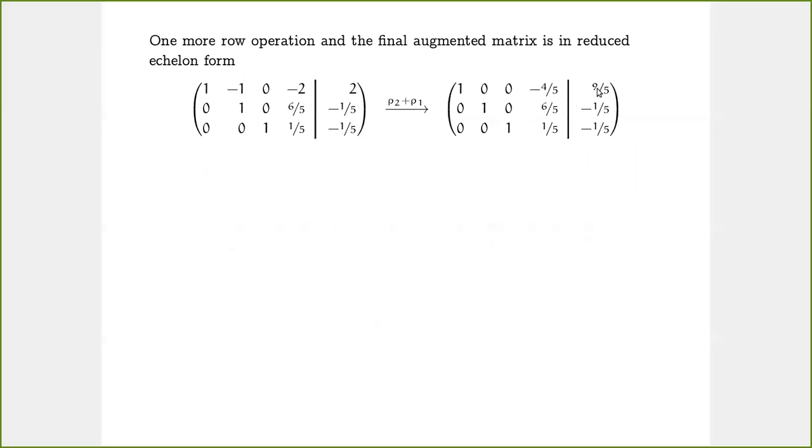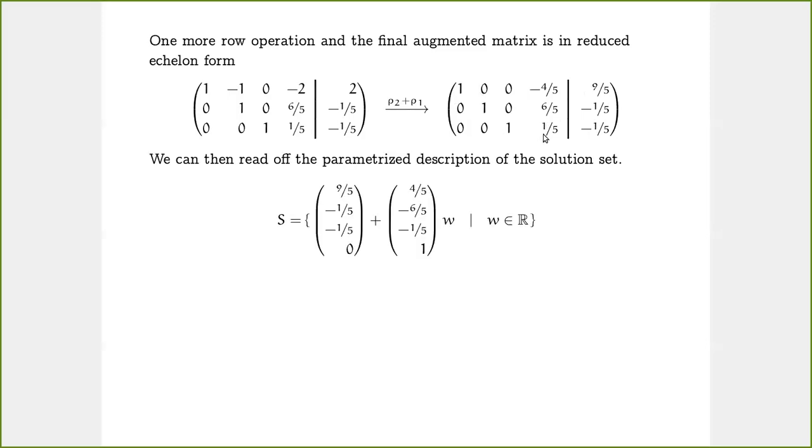And so now we can just read off the solution. It's a little bit more difficult because we have a free variable. So we have some terms over here, but we're going to be able to see that x is going to equal 9/5. This is x, y, z, w. So y equals 9/5 plus 4/5 w. And z equals minus 1/5 minus 6/5 w. And this will be minus 1/5 minus 1/5 w.